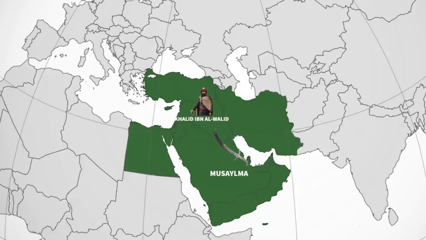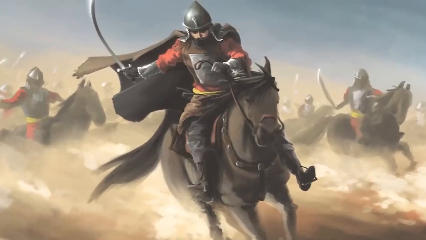Khalid ibn al-Walid was tasked with leading the Muslim army against Musalama and his supporters. The battle was fierce and many lives were lost on both sides. Eventually, the Muslim forces were victorious and Musalama was killed.